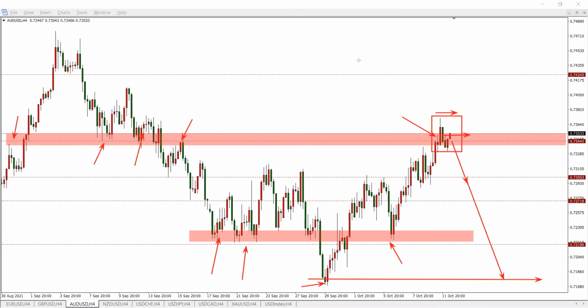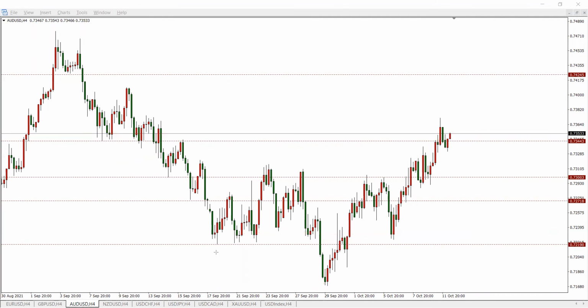Don't forget, your risk to reward ratio must be with respect to the fact that your reward is and will always be more than your risk. That should be a golden rule for everybody.